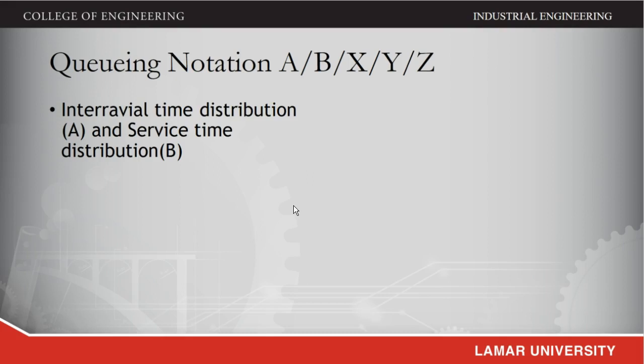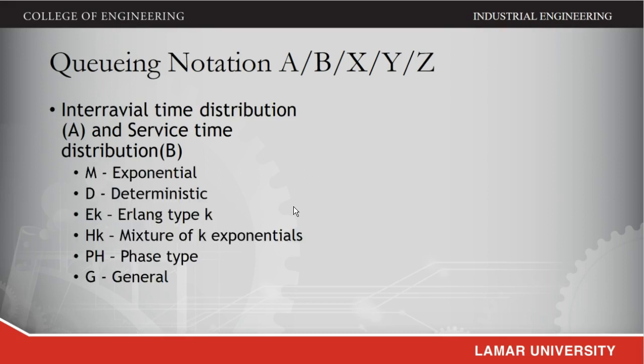The possible values for those are M if the distribution is exponential. The reason why it's used M is because it's a Markovian process. We can use letter D to denote deterministic distribution or deterministic behavior, which means that basically there is no randomness in the process, which is the ideal of the cases. We have an Erlang type of distribution, Erlang type K, which we denote with letter E. And then we have other types of distributions, mixture and phase and general.